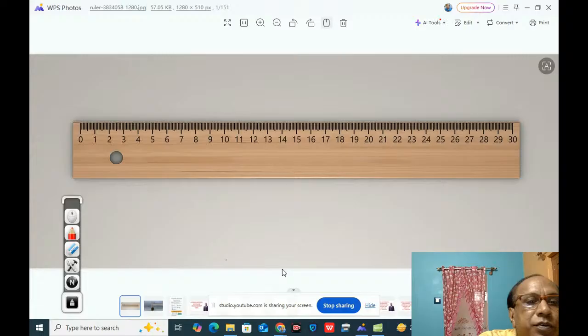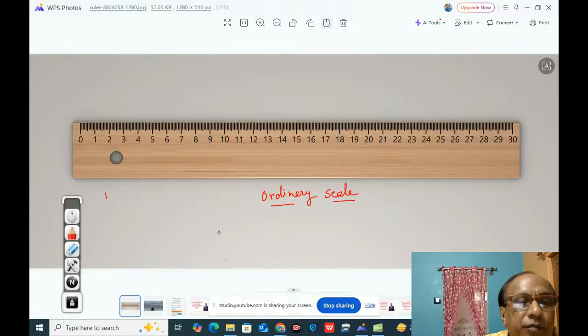Right here you see that this is an ordinary scale and it is in centimeter. Here you see that is 1 centimeter, 2 centimeter, 3, 4, 5. It is up to 30 centimeter. This is an ordinary scale. We are talking about the ordinary scale and how we can measure a line with it, right?